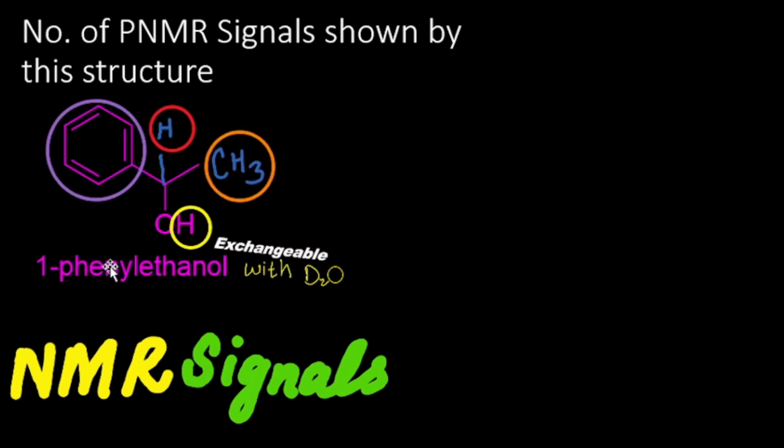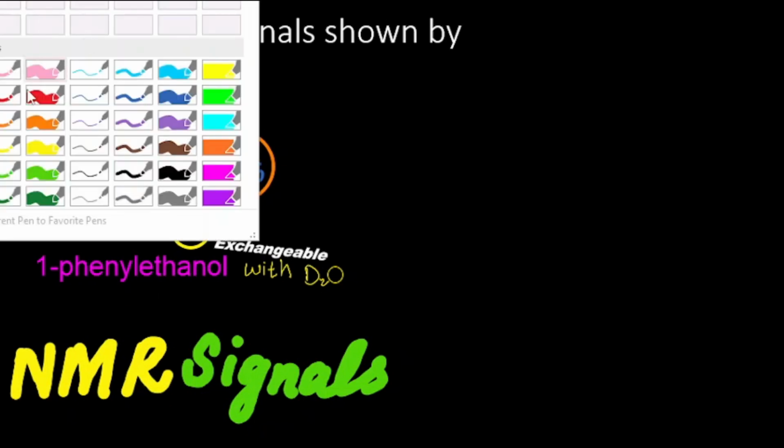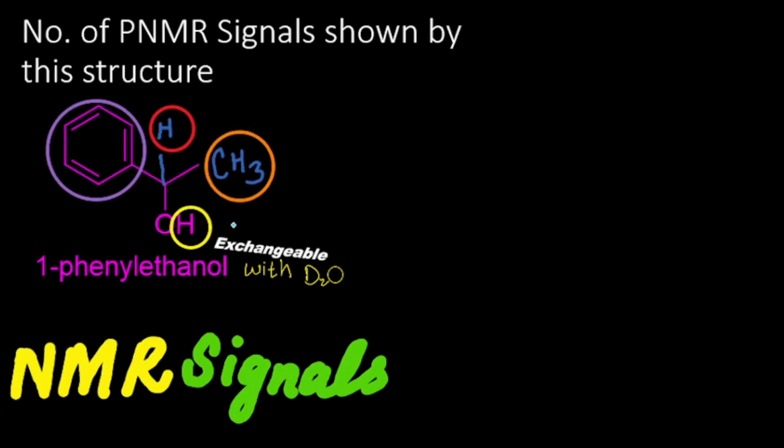Okay, now the time for 1-phenyl ethanol. This is an exchangeable hydrogen, so this will give you one kind of signal in the proton NMR. Similarly, this methyl group, these three hydrogens are attached to the CH group that is attached to the OH and the benzene. So it means that these three hydrogens are chemically equivalent. These three hydrogens will give us the second type of signal in the proton NMR.